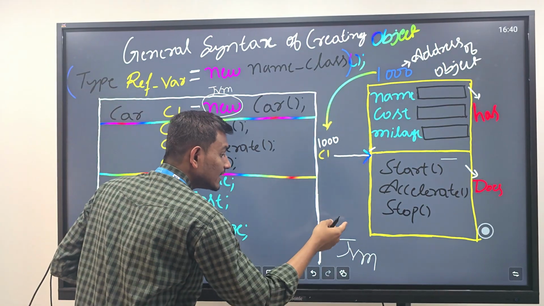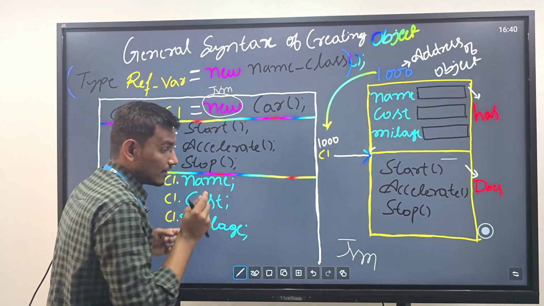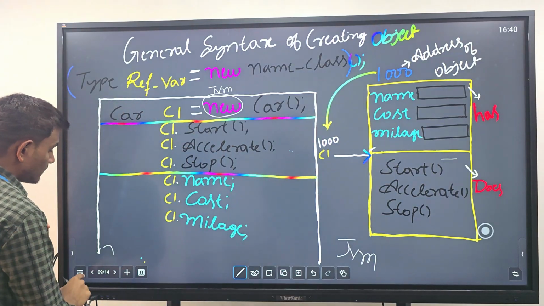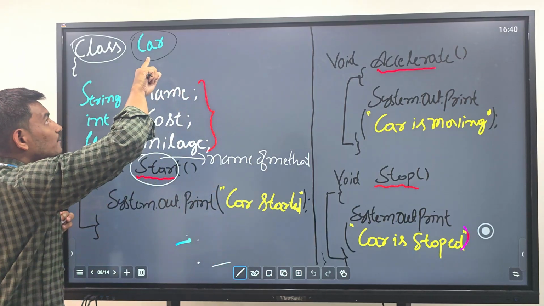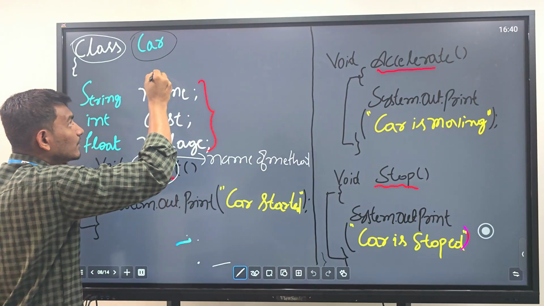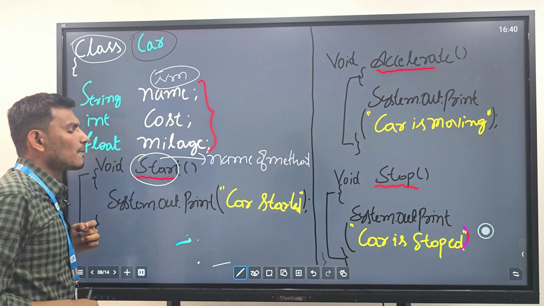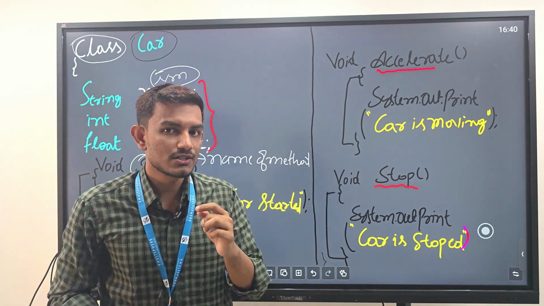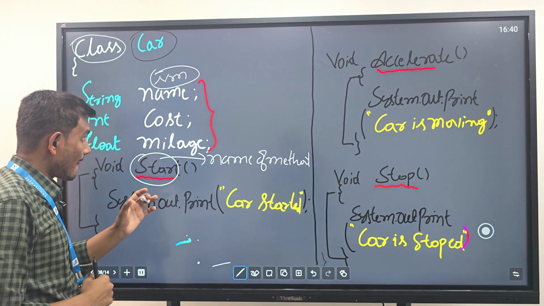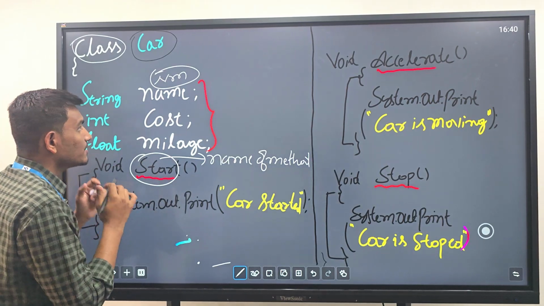After creating the object, nothing but a rectangle shape like this by the JVM, the JVM will go inside the class. For what purpose? In order to search for the instance variables. What do you mean by instance variable? Please try to understand. Instance variables are variables which are declared inside the class. This is the definition.